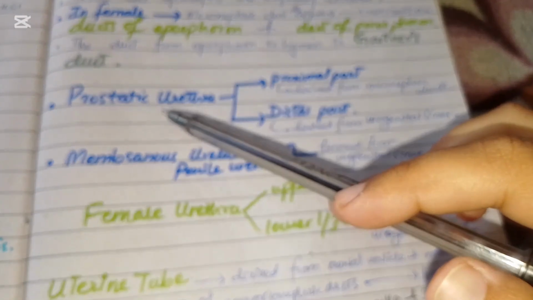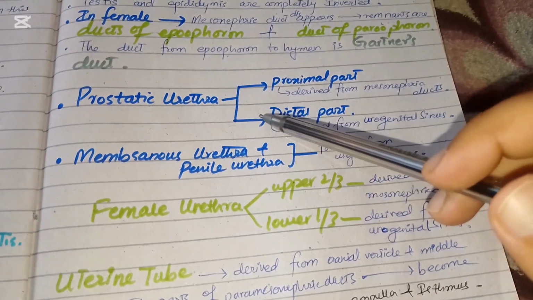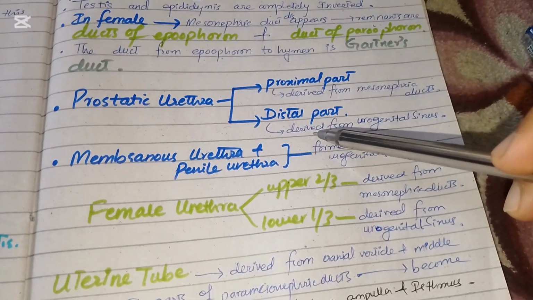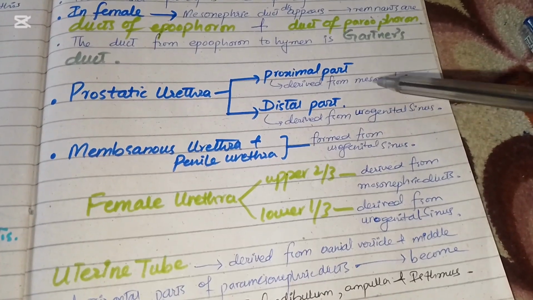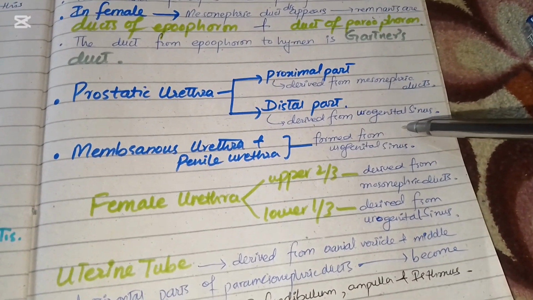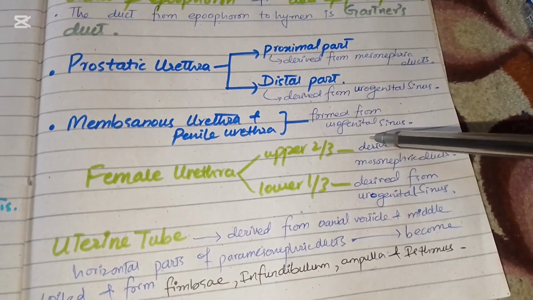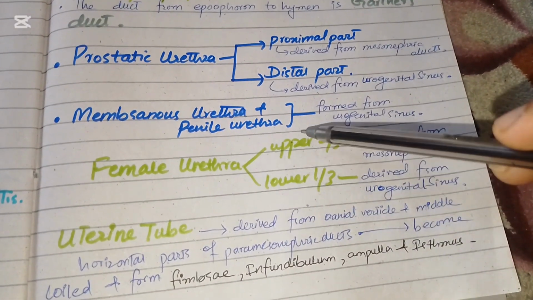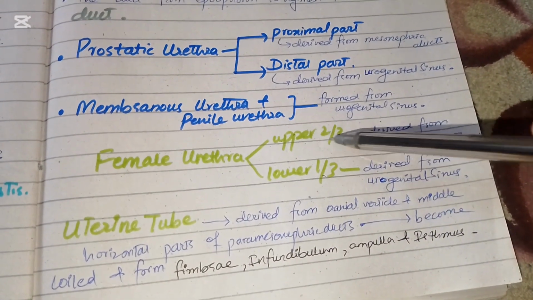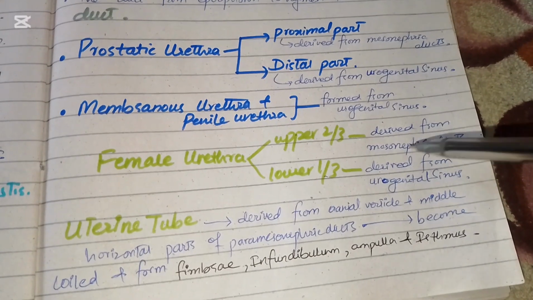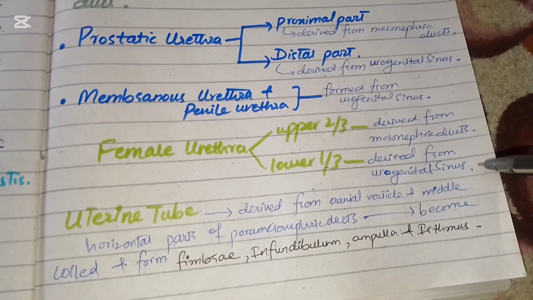So next you can see the prostatic urethra. It has two parts, a proximal part and a distal part. The proximal part is derived from the mesonephric duct, and the distal part is derived from the urogenital sinus. The membranous and penile urethra are formed from the urogenital sinus, and the female urethra has two parts, the upper two-third and the lower one-third. The upper two-third is derived from the mesonephric duct, and the lower part is derived from the urogenital sinus.